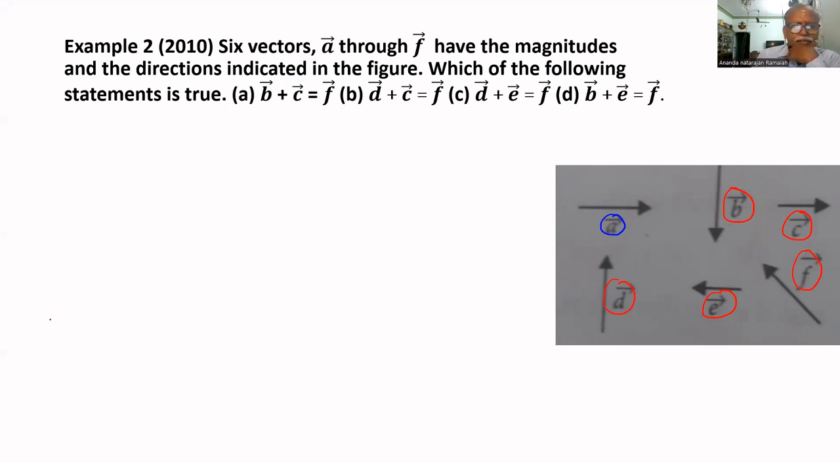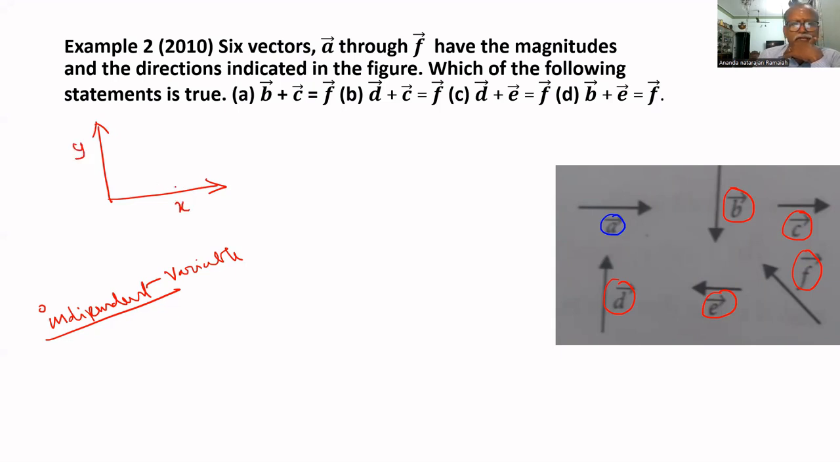Do you know what is meant by independent? Independent means any change in one variable doesn't affect the other variable. Then it is called an independent variable. Suppose I am taking two variables, one along the x-axis and another one along the y-axis.